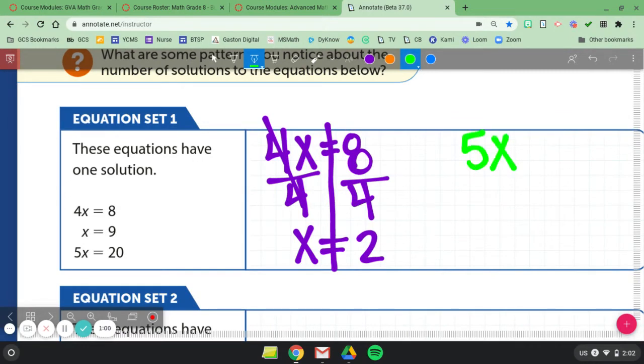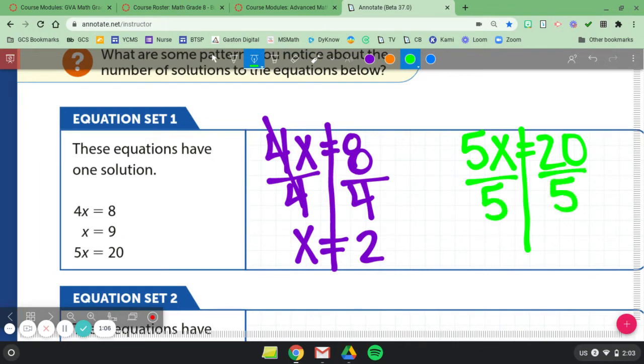The last equation, 5x equals 20. We're going to divide by 5 on both sides to undo, or the inverse operation of multiplying by 5. And we're left with 1x, or x equals 4. Okay, so we have x equals 2, x equals 9, x equals 4 for all of these equations.